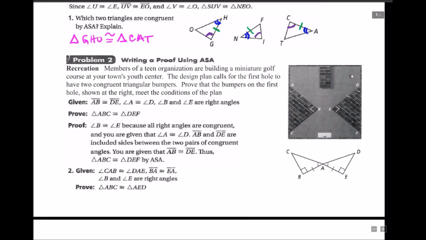You should have gotten triangle GHO is congruent to triangle CAT, or some iteration of those where everything's in the same order. That's this first one and this third one here. In the middle triangle and triangle number 2 here, our side is not included. We would have needed that side right there between our purple and blue angles. Okay, let's look at another example here.